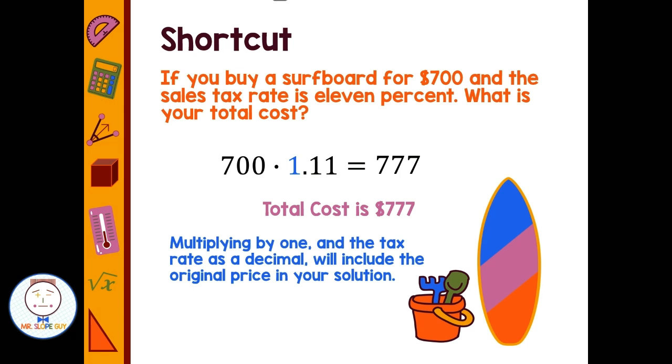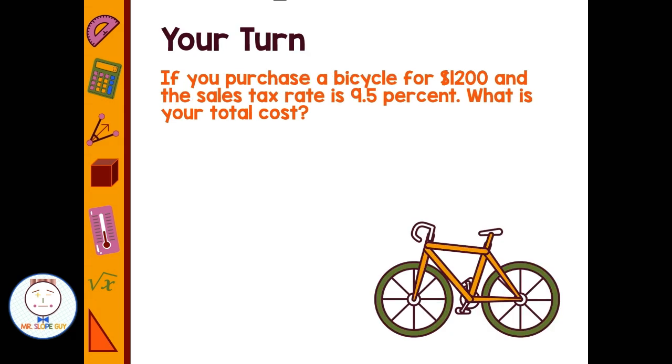If you just want the total cost, you could reduce your number of steps by putting that 1 to the left of the decimal before you multiply, and that would include the cost of the original item in your answer. So why don't you try that and see if you can find the purchase price for a $1,200 bicycle with a sales tax rate of 9.5%. Pause the video here, come back, see how you did.